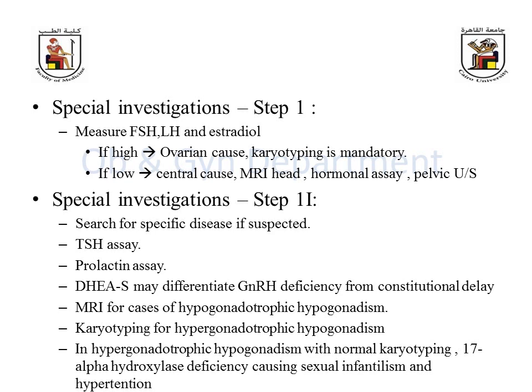Step 2, search for specific cause: thyroid stimulating hormone (TSH) assay, prolactin assay, dehydroepiandrosterone sulfate, to differentiate isolated deficiency from constitutional delay, as we mentioned. MRI for hypogonadotrophic hypogonadism for central lesion, karyotyping, as we mentioned, for hypergonadotrophic hypogonadism. If hypergonadotrophic hypogonadism has normal karyotyping, 17 alpha hydroxylase deficiency could be there that produces sexual infantilism and hypertension.